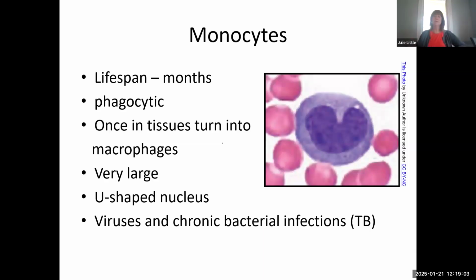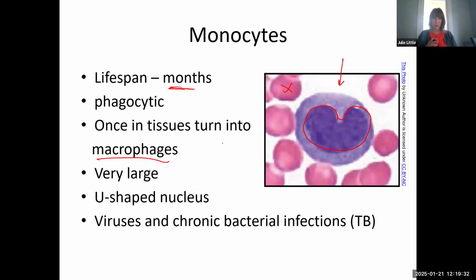Okay, our monocytes. This is our second agranulocyte, and it's the third most abundant. It's called a monocyte. This is what it looks like in the blood. Notice this beautiful nucleus. Hope that's what it looks like for you on the lab practical. I try to make it obvious. Notice the size between this red blood cell and the monocyte. It's very large. These guys live for several months, and they are phagocytic.